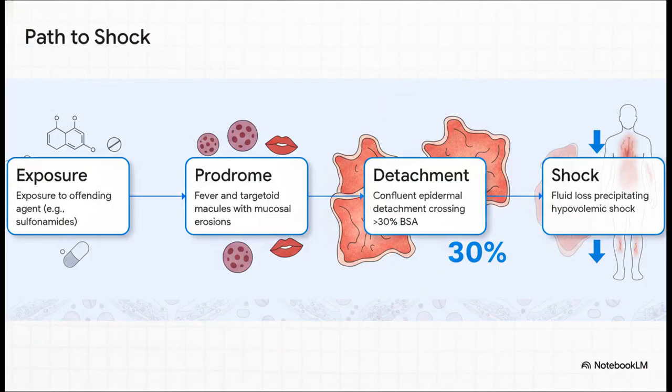This chronology map basically reorders her findings into a real-world timeline of rapid decompensation. Step 1, it starts with the exposure to the offending agent. Think sulfonamides, allopurinol, or seizure meds. Step 2, it progresses to a prodrome with targetoid macules and mucosal erosions. Step 3, it escalates to confluent epidermal detachment, crossing that 30% threshold and officially becoming TEN. And finally, Step 4, it leads to unmeasured insensible fluid loss precipitating hypovolemic shock.